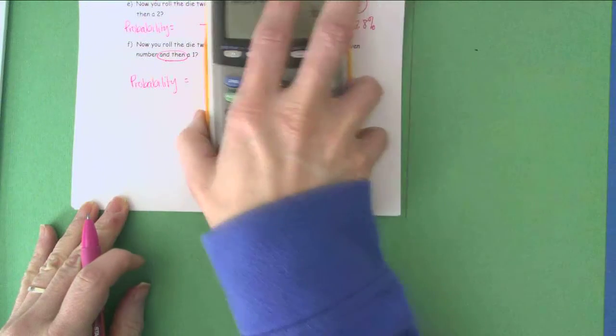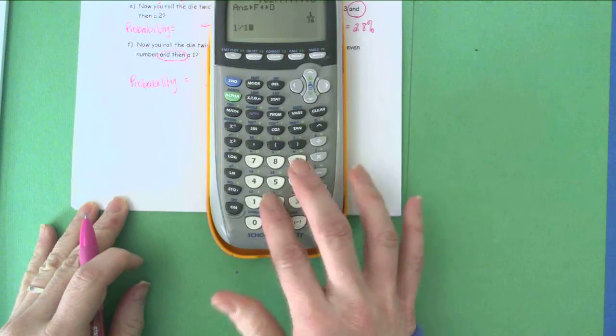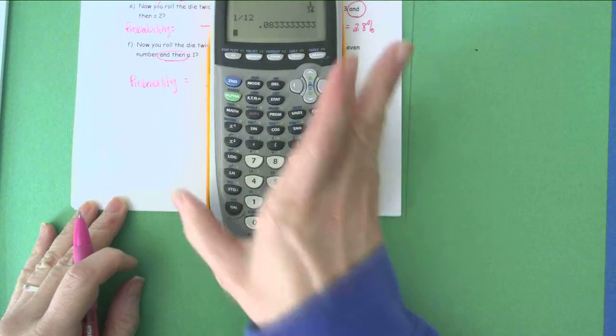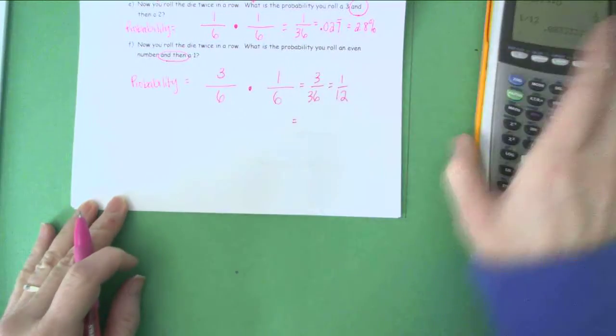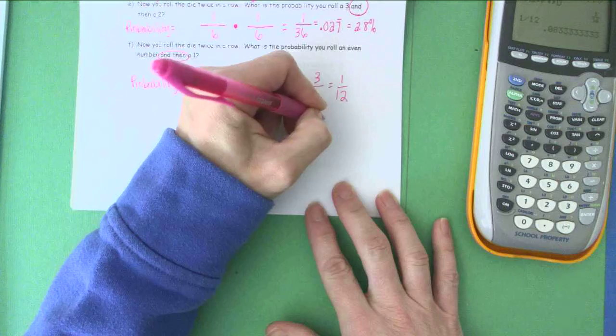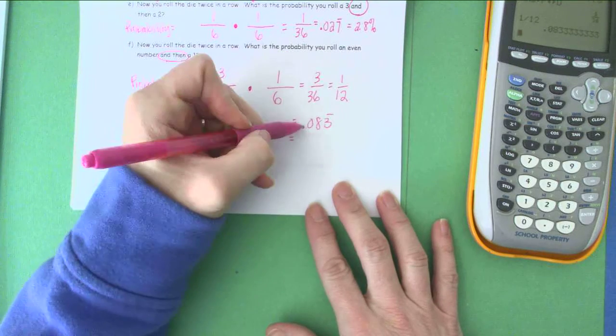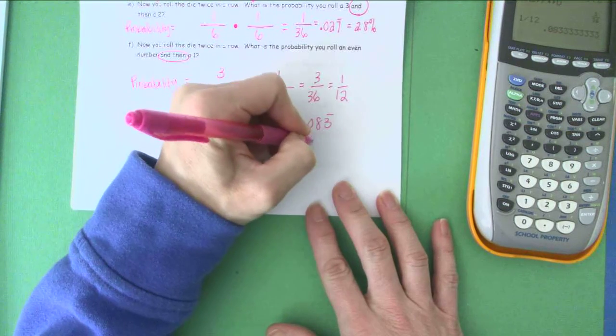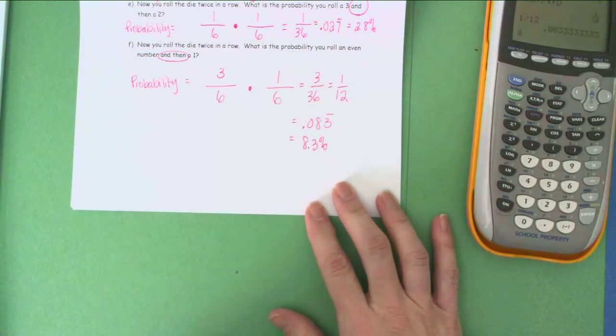1 divided by 12 is 0.083 repeating, which as a percent would be 8.3%. And that's it for your probability notes.